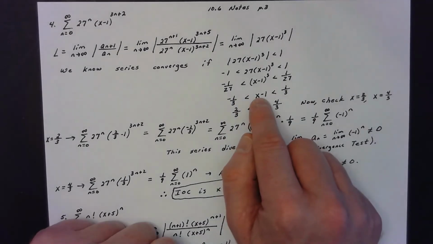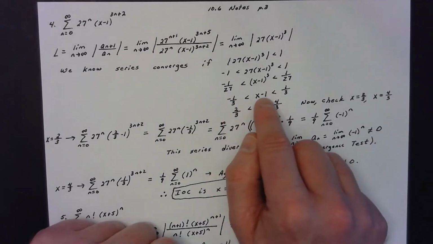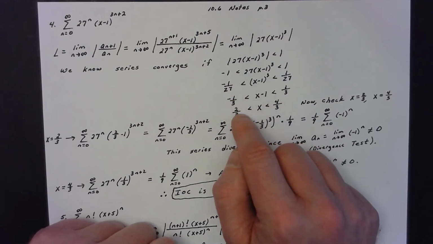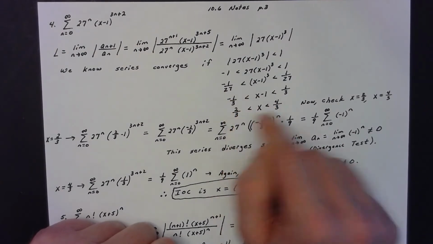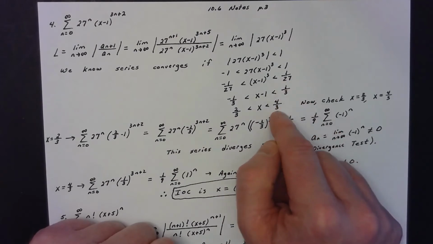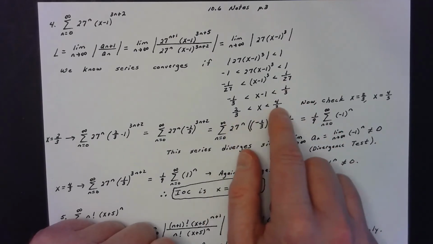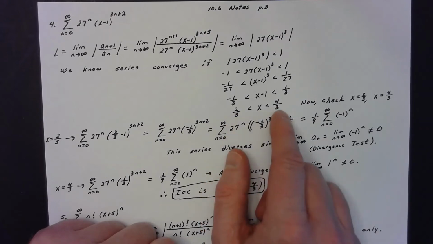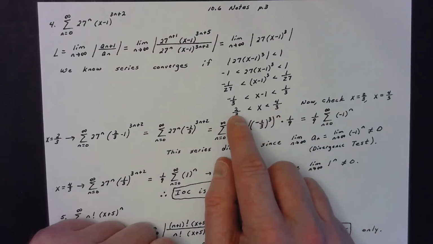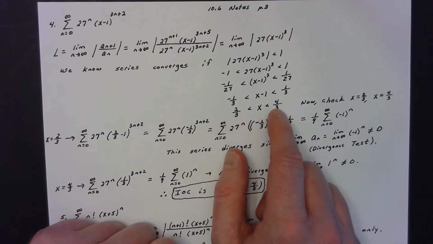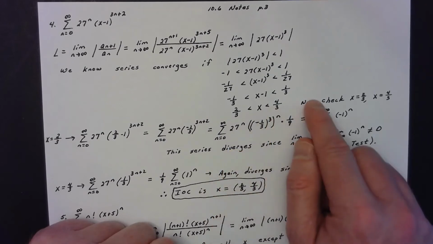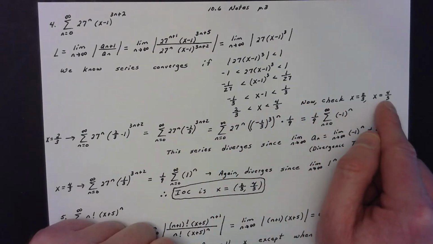We add 1 to each component here. When I'm adding 1, I'm thinking plus 3 over 3. Negative 1 over 3 plus 3 over 3 is 2/3. 1 over 3 plus 3 over 3 is obviously 4/3. So I know that this series would converge anytime x is between 2/3 and 4/3. Now I need to check those endpoints though.